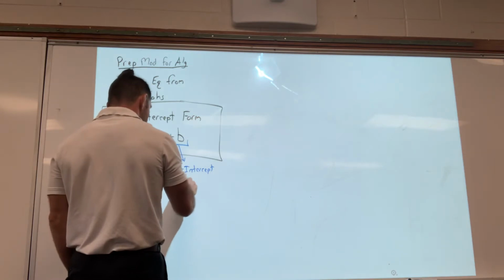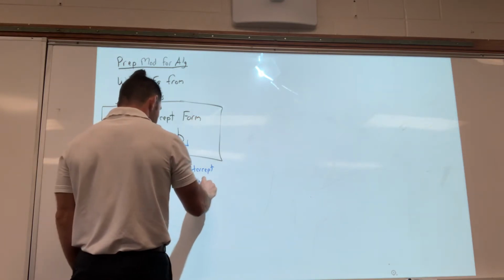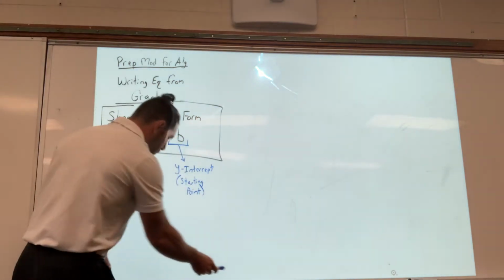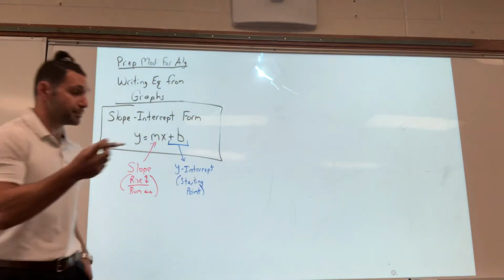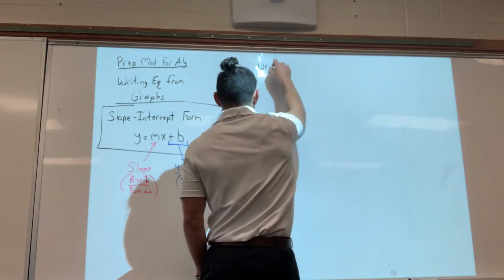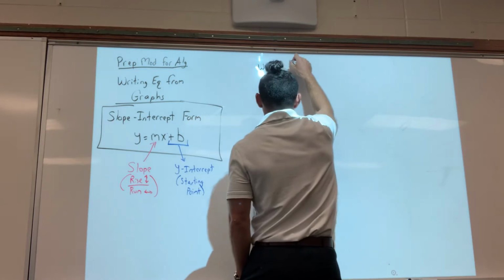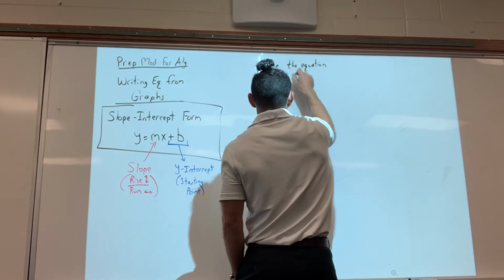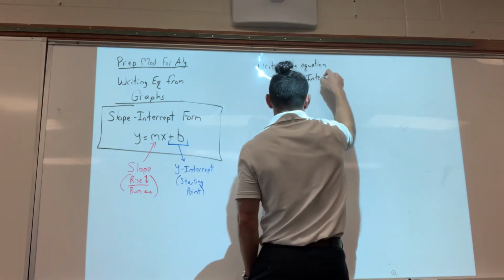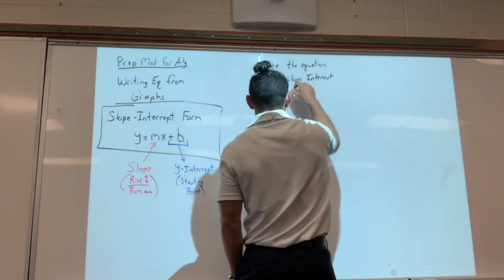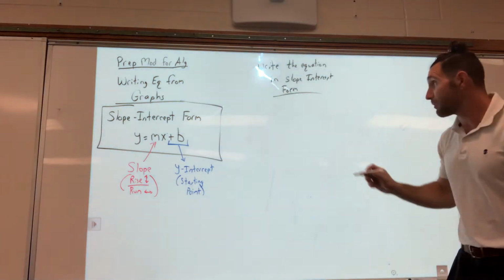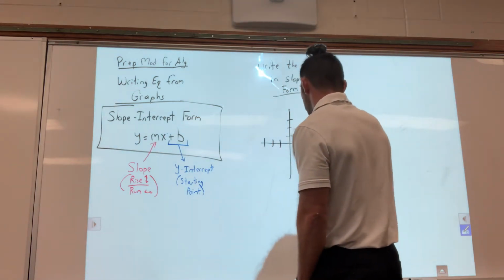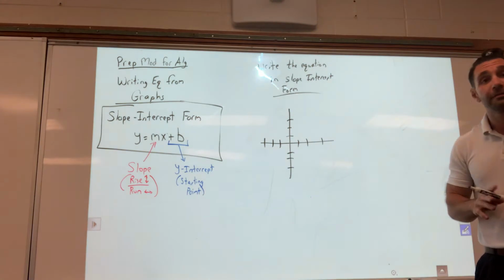So this is our starting point. So if I were to give you an equation, you could actually draw the graph. But right now, we're actually just going from the graph to an equation. So the directions are going to be the same for all. Write the equation in slope intercept form. So you're going to have a graph. And we're going to start off very, very basic.